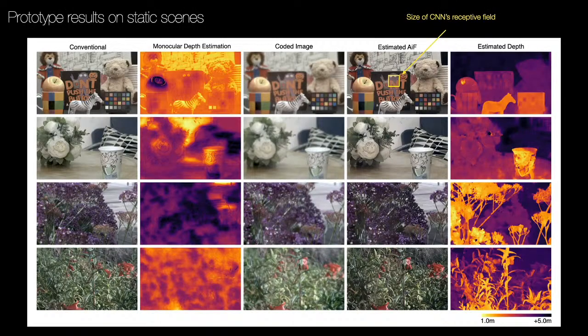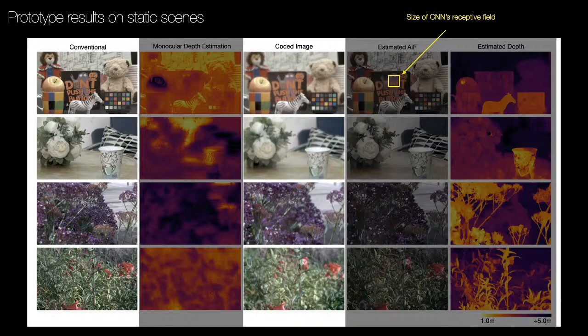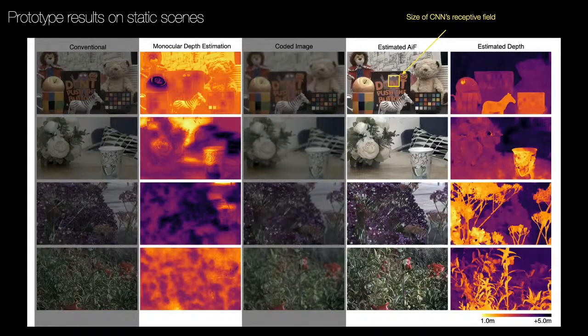This is a collection of the results on static scenes. We captured a couple of indoor and outdoor scenes with and without the DOE, and ran the inference on both images. As you can see, the monocular depth estimation completely failed because our CNN has a relatively small receptive field. But our method worked well on all of the scenes, and our estimated all-in-focus images are almost perfect. And the plant images are even difficult for the human eye to estimate the depths from, but our method performed well on these images too.